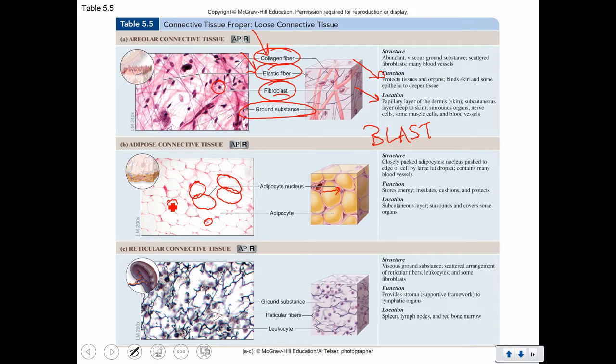Sometimes you can't even see them. So you don't really see a lot of cellularity here. All you really see are the adipocytes. You just see the fat cells. I don't see many fibers in here. If there are, they're very few and far between.